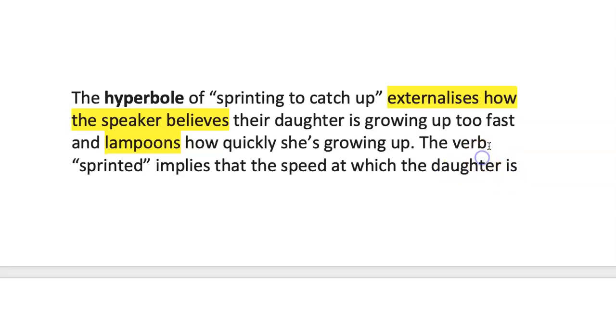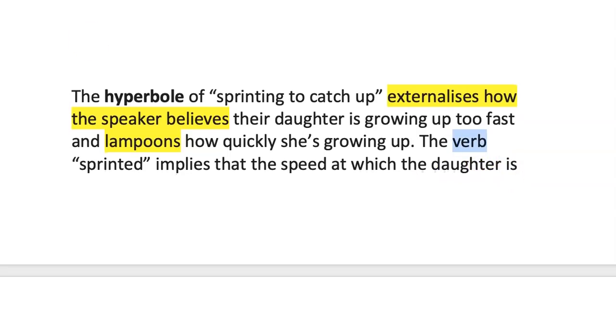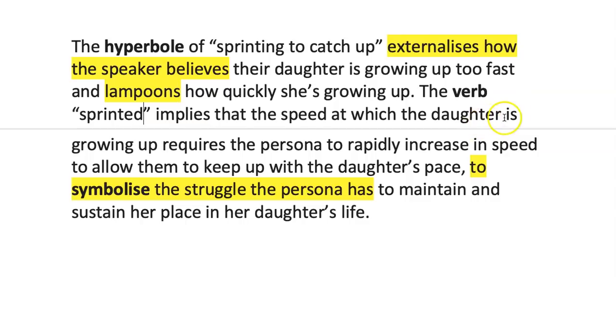We'll wait to see that. Subject terminology there as well. The daughter is growing up requires the persona to rapidly increase in speed to allow them to keep up with the daughter's pace, to symbolize the struggle the persona has. That's another method. There's the terminology. To maintain and sustain her place in her daughter's life.